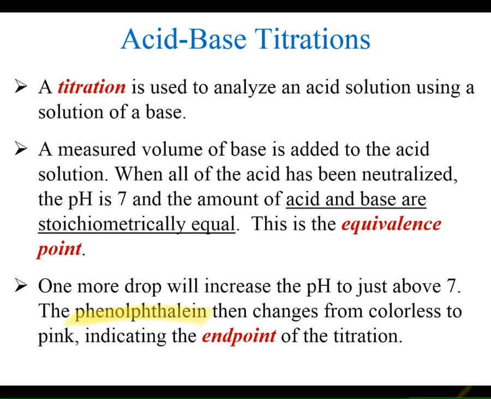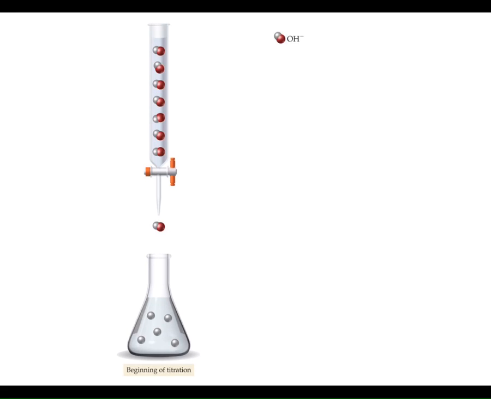So let's say I have a little Erlenmeyer flask down here, and it has acid in it. I want to know, what is that acid concentration? I don't know what it is, but I know what the base is. So I start adding in the base. So you see in the flask, I have 5 acids, right? So just assume each one of those is a mole of acid. So let's say I have 5 moles of acid.